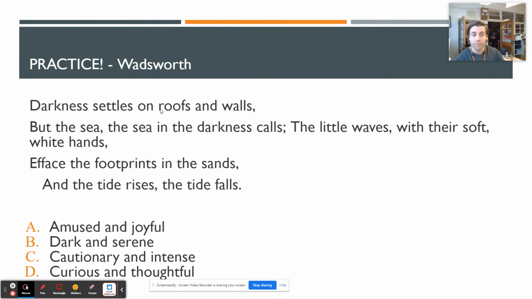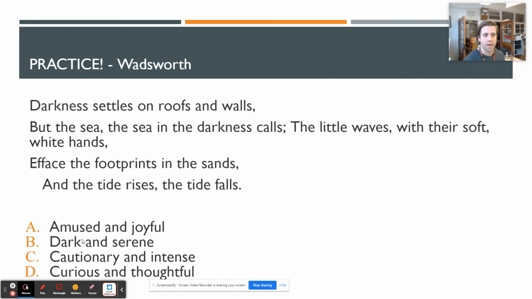Okay, here's another one. This passage again from Wordsworth, The Tide Rises, the Tide Falls. This is a piece of a poem. I want you to try to identify what tone is being used in this passage. Is it joyful? No, not really. Is it dark and serene? Yeah, we've got literally the word darkness, and it is kind of peaceful. Little waves with their soft hands kind of gives me the serene and peaceful idea. Is it intense? Nope. Thoughtful? Yes. Curious? Probably not. So I think the best answer here would be B.